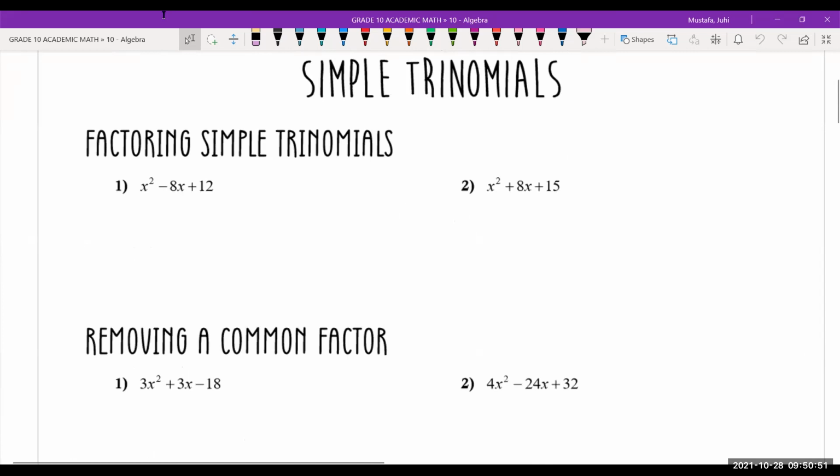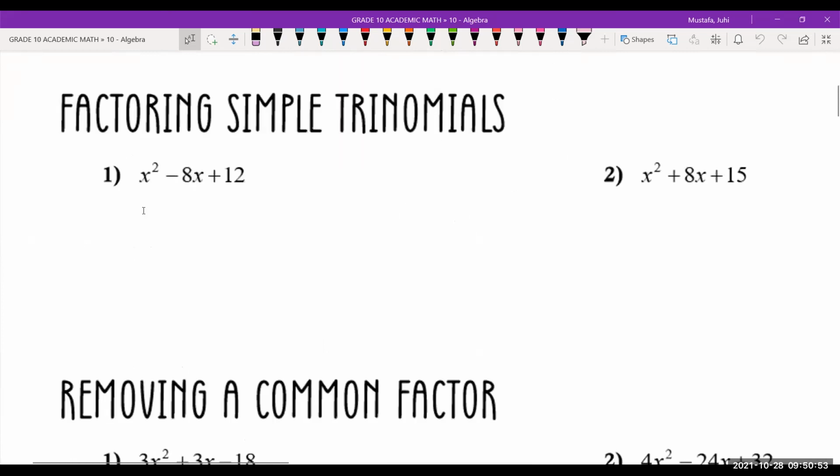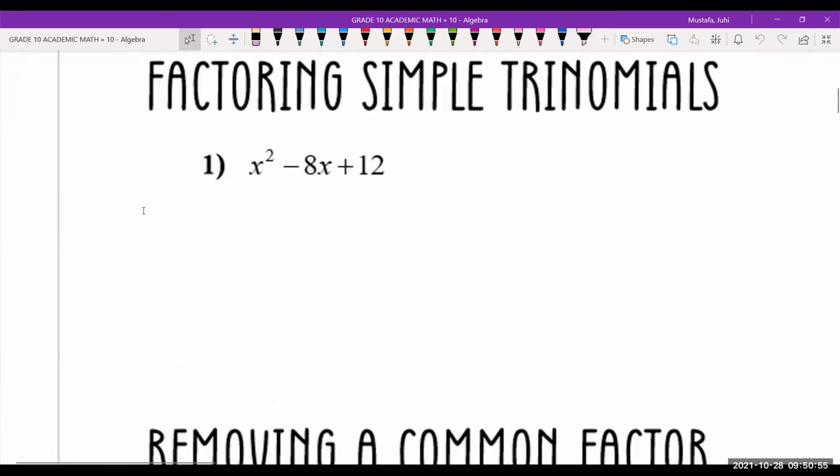So let's take a look at example number 1, which says x squared minus 8x plus 12.